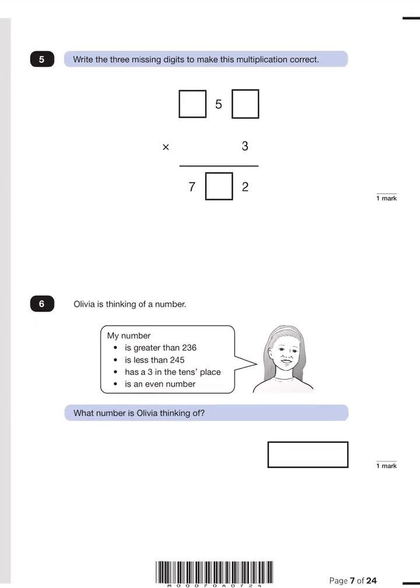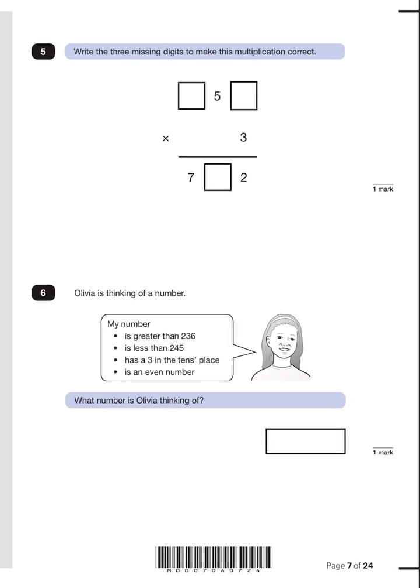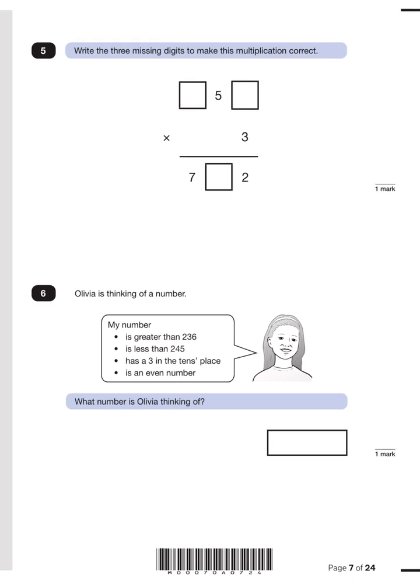Number 5. Write the 3 missing digits to make this multiplication correct. 3 times something gives us an answer that ends in a 2. The 3 times table is 3, 6, 9, 12. 12 ends in a 2. 3 times 4 equals 12. So this box must be 4. 3 times 4 is 12. 3 times 5 is 15. 15 plus 1 is 16.